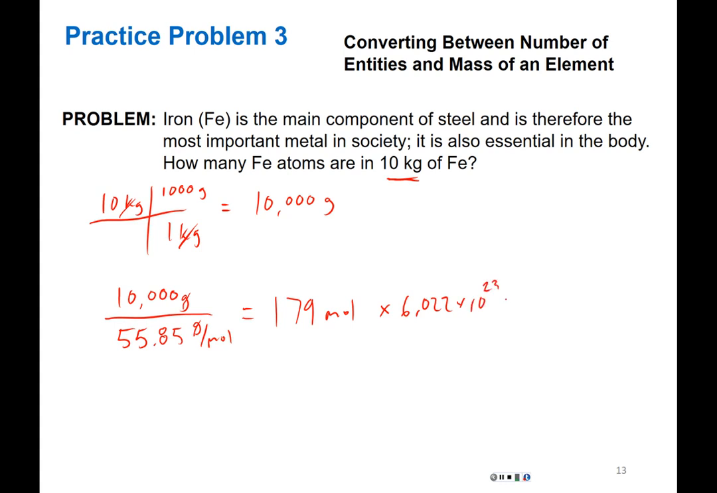And we get 1.08 times 10 to the 26th atoms of iron in 10 kilograms.